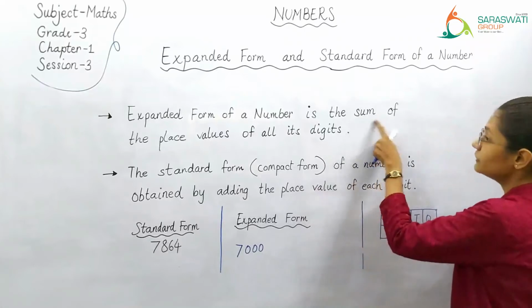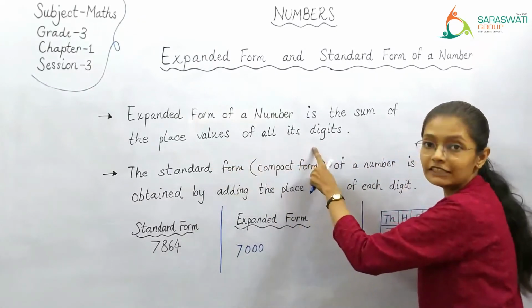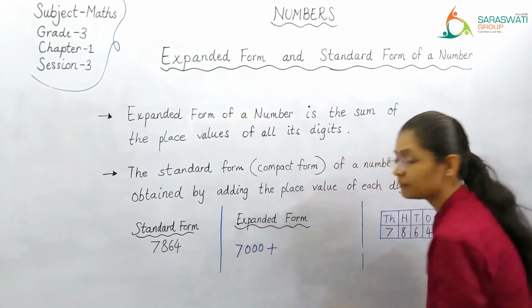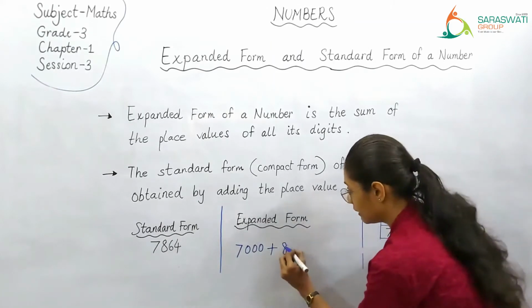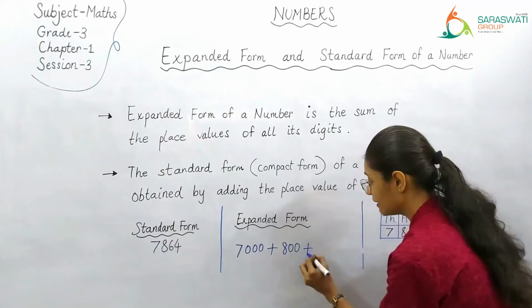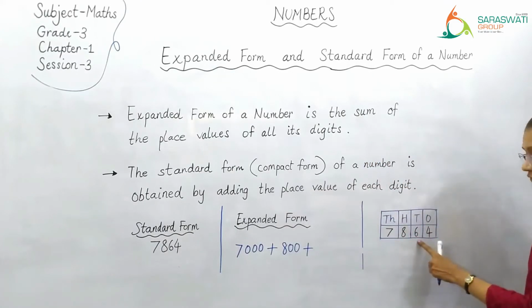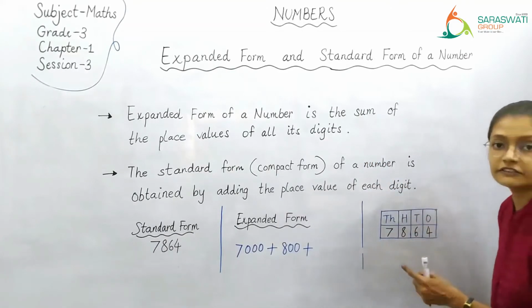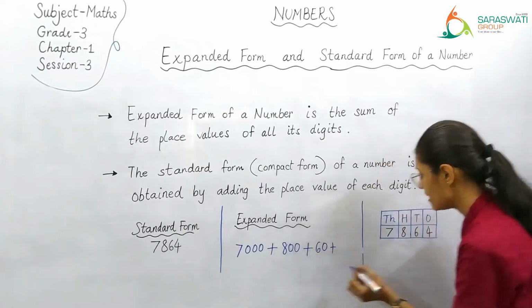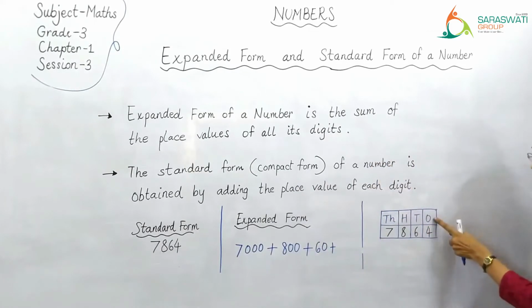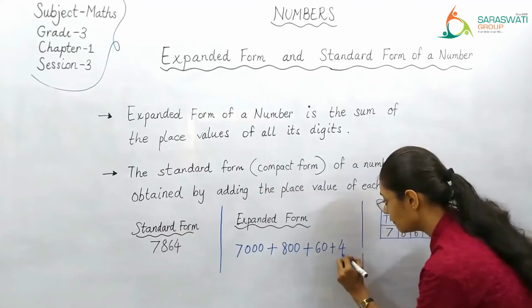Now, we have to write the sum of the place values of all its digits. So, add the place value of digit 8, which is at hundreds place, so 800. Add the place value of digit 6, which is at tens place, so 60. 6 tens is 60. Add place value of digit 4, which is at ones place, so add 4.